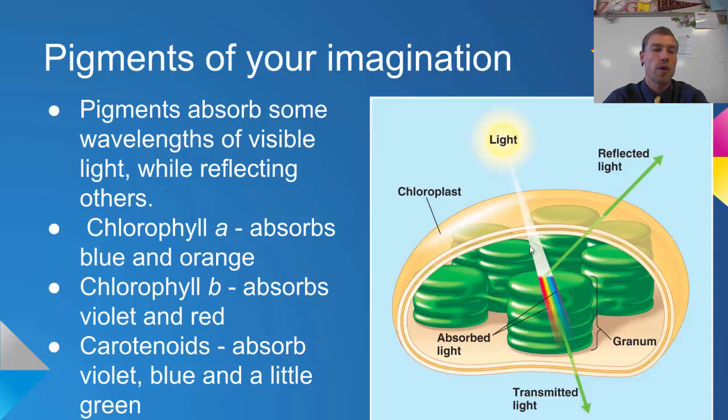Pigments absorb some wavelengths while reflecting others. So chlorophyll A and chlorophyll B are the two main pigments found in chloroplasts. We also do have carotenoids. Chlorophyll A and chlorophyll B absorb blue, orange, violet, and red colors, and they are going to reflect green colors, which is why plants turn out to be green. They also allow the green colors to go through, because they don't absorb that particular sunlight. Carotenoids absorb violets and blues.